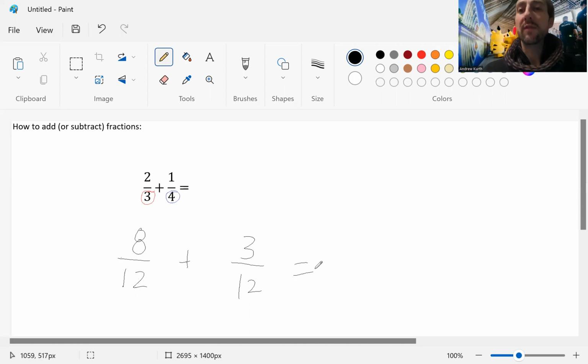So now you have equivalent fractions. 2/3 is equivalent to 8/12. They have the same value. And 1/4 is equivalent to 3/12. They have the same value. But now you have the same denominator for both. So now they can be added. So something out of 12 plus something out of 12 is something out of 12. 8 plus 3 is 11. Nice job.